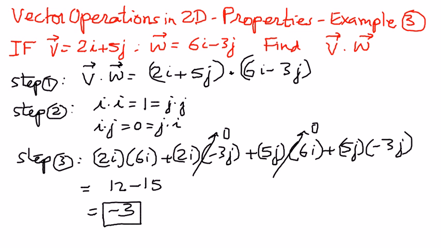So therefore the dot product of two vectors is always going to be a scalar quantity. It is not going to be another vector. It is going to be a scalar quantity or a constant number like this. So this is how we can use the dot product property to solve operations of vectors.